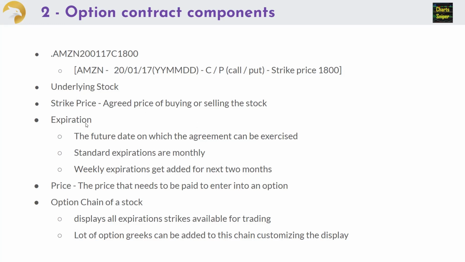Each component of it is defined here in detail. The expiration is the future date on which the agreement can be exercised. Typically, there are monthly expirations, but for the next couple of months, there will be weekly expirations also. For this contract, there will be a price set in the open market, and depending on supply and demand and the expected potential events that will fluctuate the price of the underlying, the option value also increases or decreases accordingly.